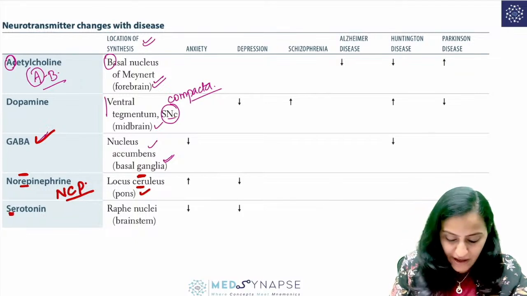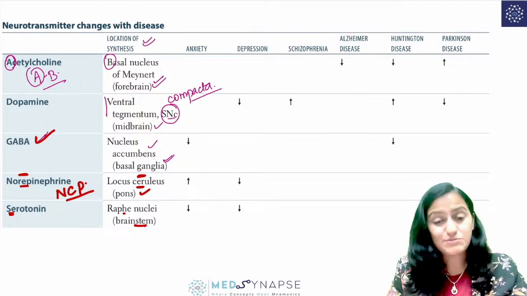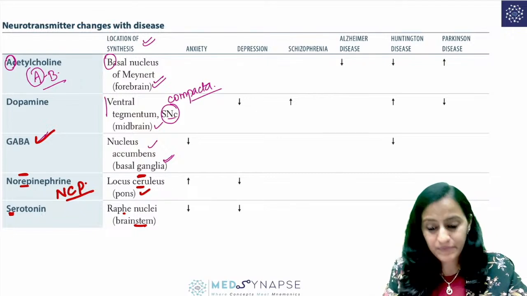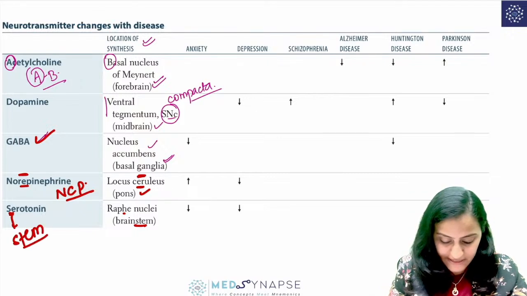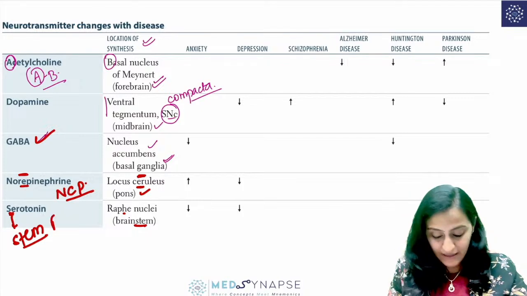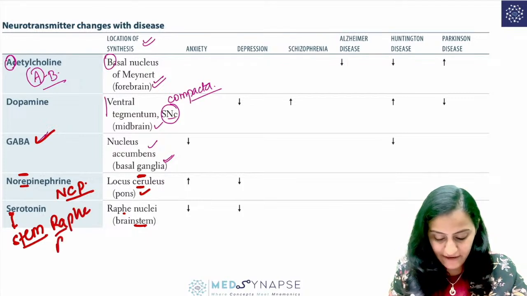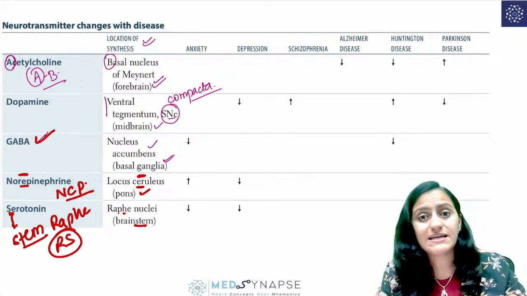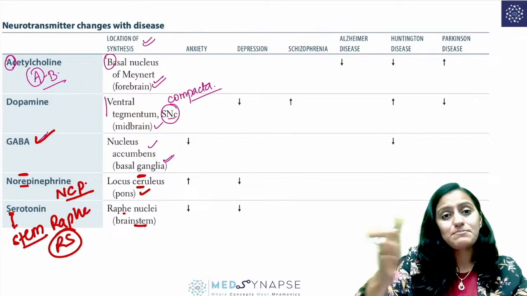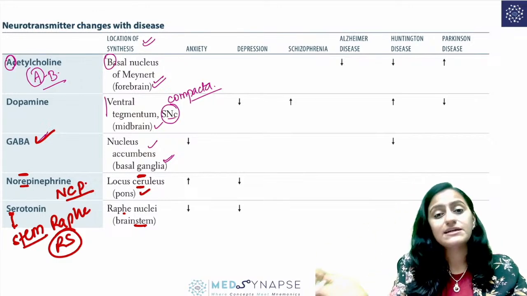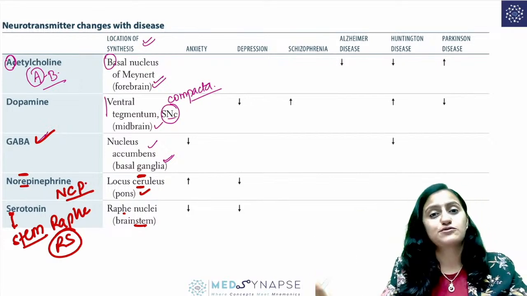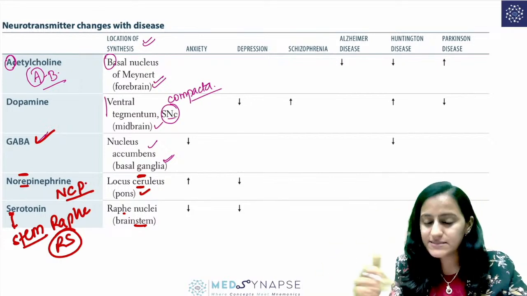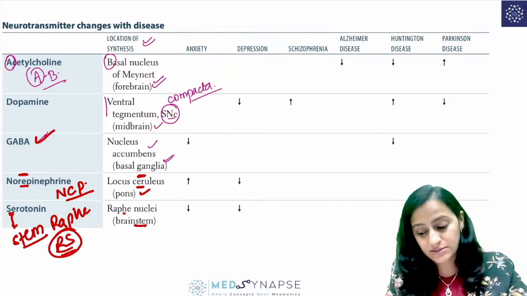Then you have serotonin, which is raphe nucleus, which is present here in the brain stem. So remember serotonin, S for S, coming from the brain stem. And it is what nucleus? Raphe nucleus. So remember again alphabetically R and S, like AB, acetylcholine was basal nucleus. So raphe nucleus is serotonin, R and S. PQRS, R and S go alphabetically together. Right? So I hope the site is clear with everyone. The site of synthesis is easy to remember.